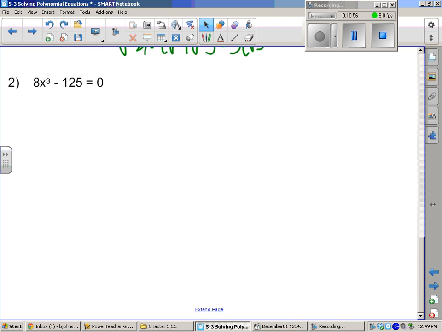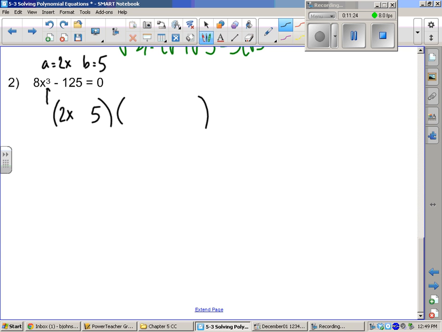Okay, I see 8 and a 125. Now, what clues me in right away is that cube right there. Then I start looking for cube roots. So 8 is 2 cubed. So my A is 2x. And my B is 5, because 5 times 5 times 5 is 125. Alright, then I do little parentheses, big parentheses. This one is A and B. This one is A squared.